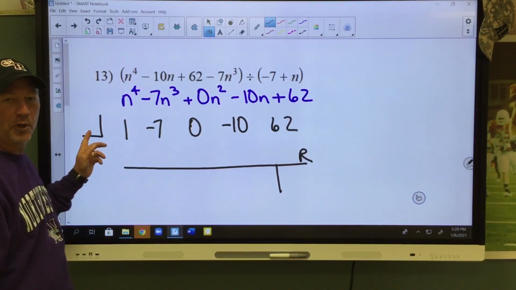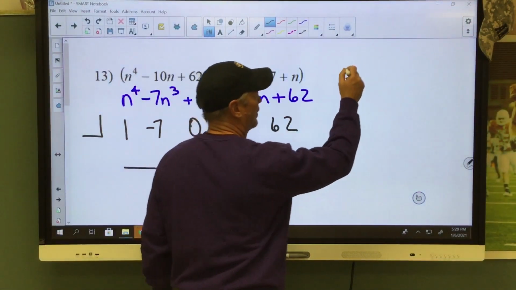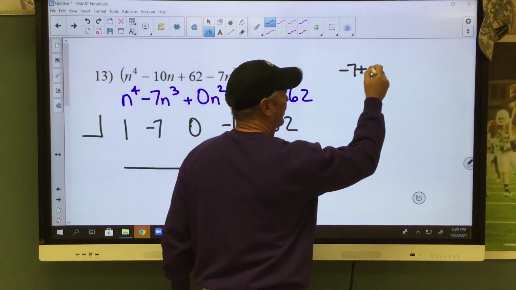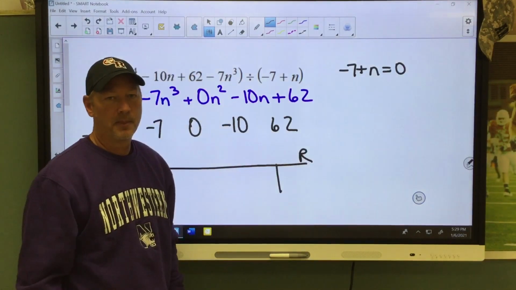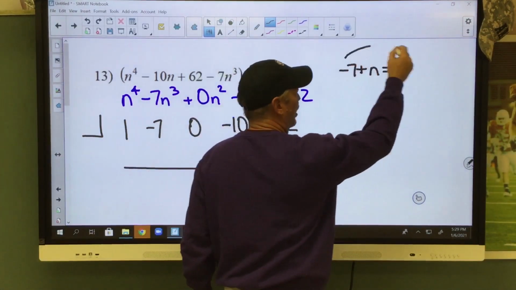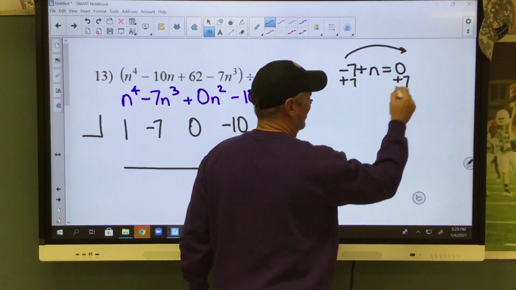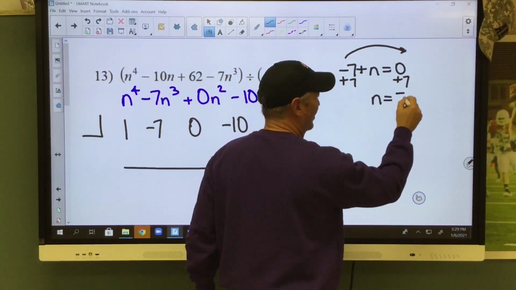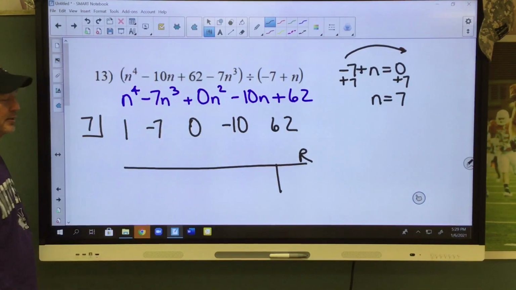We got to determine what to put in the bracket. So we're going to take our divisor and set it equal to 0. We're going to move the 7 to the other side. We're going to go plus 7, plus 7. We're going to get n equals 7. That's the number that we want to work with that's in the bracket.